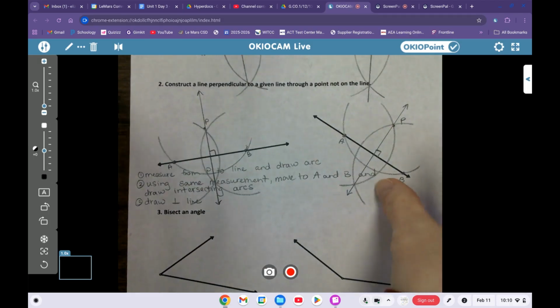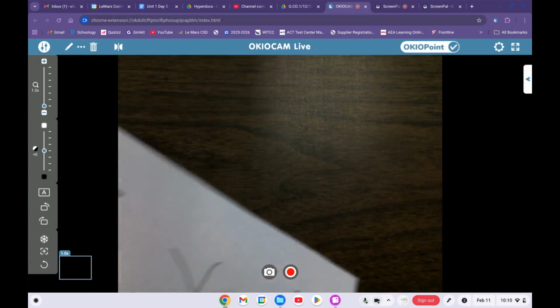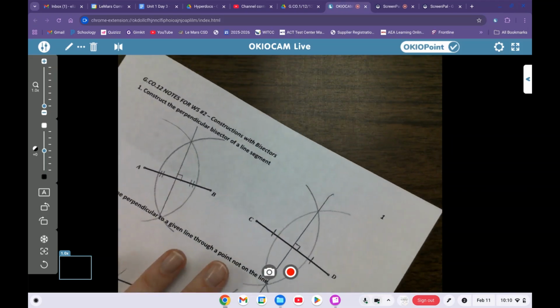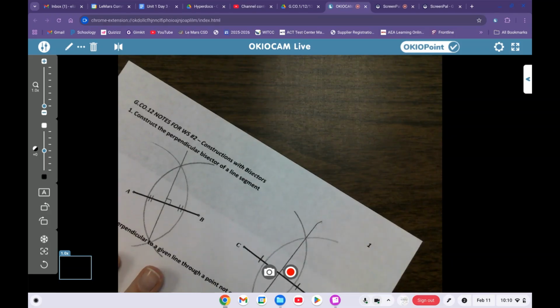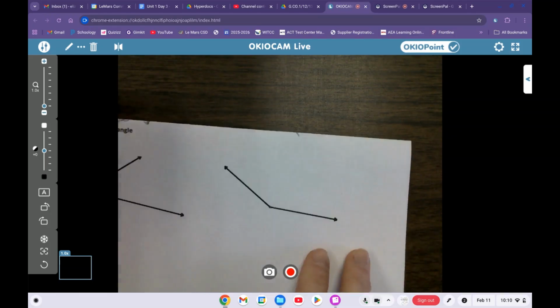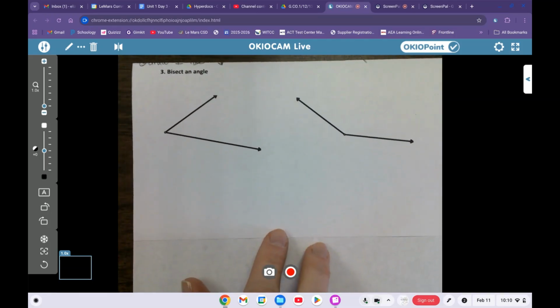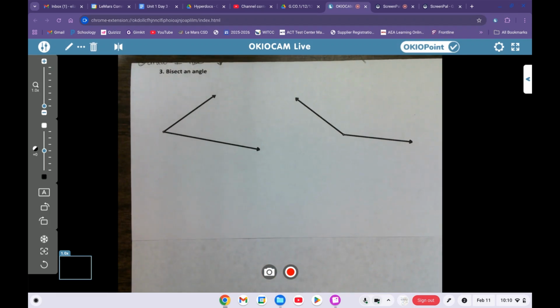Okay, we've got one last one to do here today. Let me fold my paper. This last one is about how to bisect an angle. Okay, so we've talked about how to bisect segments. Now let's talk about how we're going to bisect an angle.